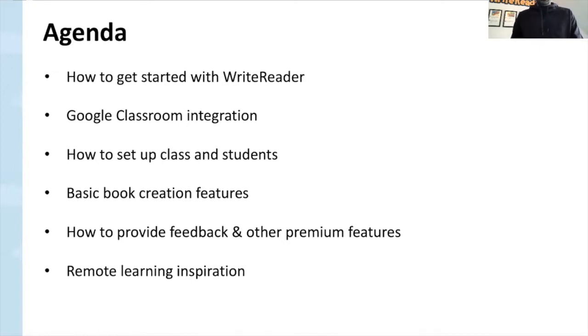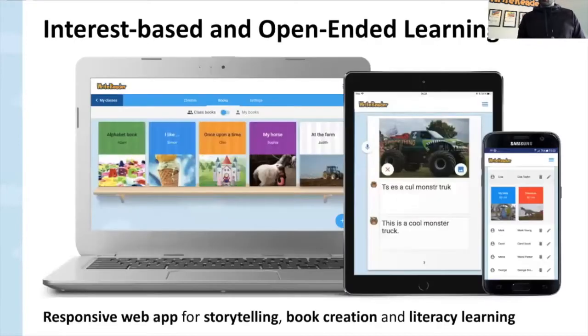So let's get started. First of all, just wanted to say that WriteReader is an open-ended tool which works on all devices through all the four major browsers. So you can use WriteReader with Safari browser, you can use it with Chrome, Mozilla Firefox, or Microsoft Edge. And it's optimized for tablet and smartphone use as well. We know, especially during these times, that not all students have access to a digital device. But since WriteReader is also working on smartphones, they might be able to use their parents' smartphones in order to access and create books as well.